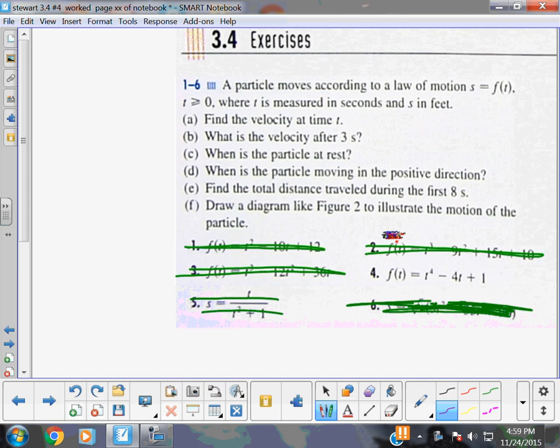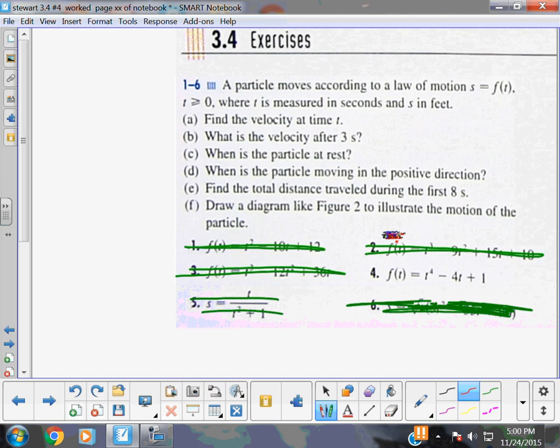The particle moves according to a law of motion, s equals f of t, where time has to be greater than or equal to 0. t is measured in seconds, s is in feet. So our units will be feet for distance, feet for position, feet per second for velocity in this problem. That's what I know immediately. And it has 6 parts, A, B, C, D, E, F. And part A says find the velocity at time t.